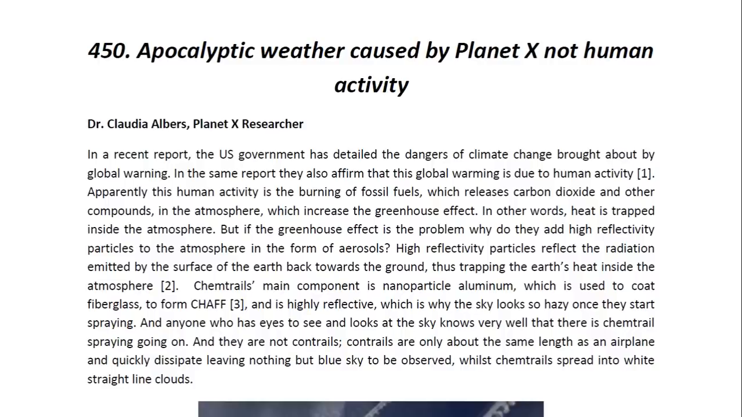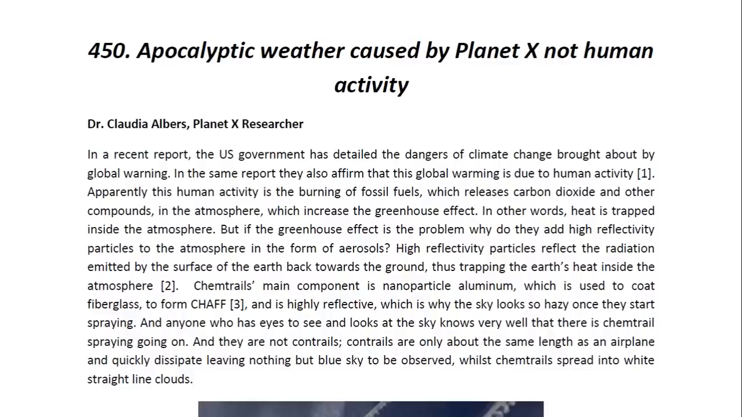This one is entitled Apocalyptic Weather Caused by Planet X, Not Human Activity. Now, in a recent report, the US government has detailed the dangers of climate change brought about by global warming. In the same report, they also affirm that this global warming is due to human activity. Apparently, this human activity is the burning of fossil fuels, which releases carbon dioxide and other compounds in the atmosphere, which increase the greenhouse effect. In other words, heat is trapped inside the atmosphere.